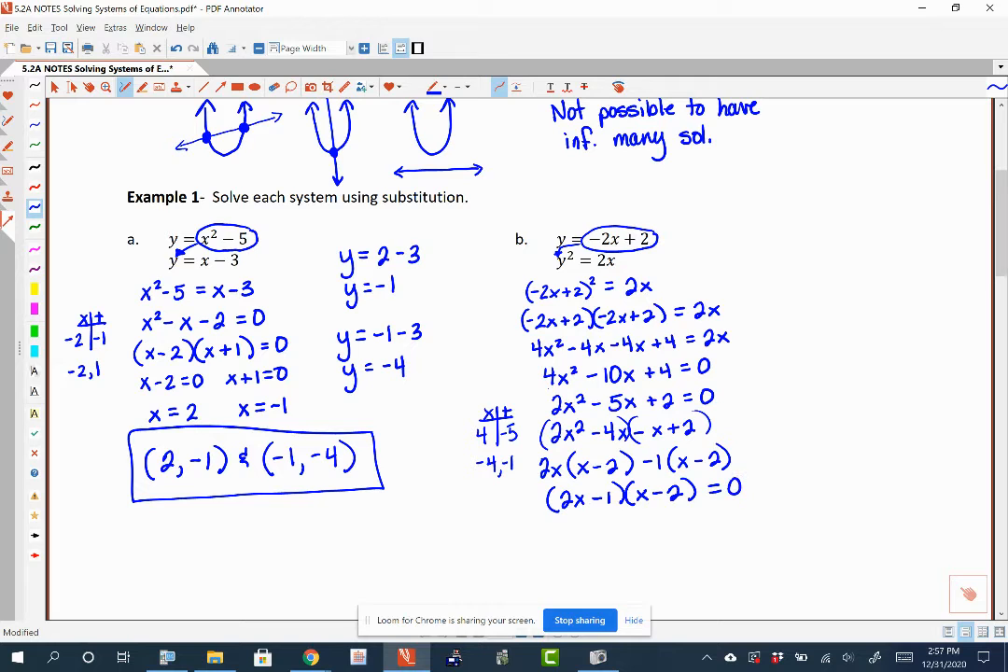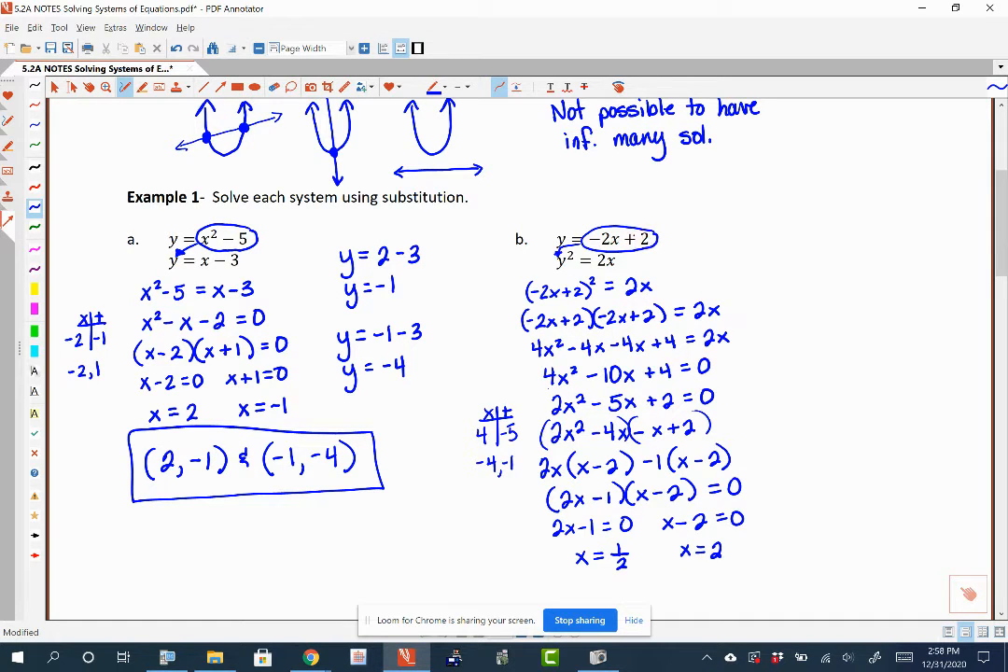So now these are each of my factors, and they need to be set equal to 0 and solved. So the 2x minus 1 equals 0, and so does the x minus 2. So we add 1 and divide by 2. And in the second one, we just have to add 2. So there's our 2 x values. We need to substitute them back in and find our y.